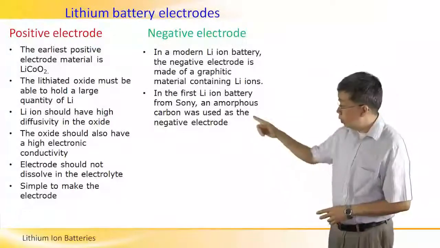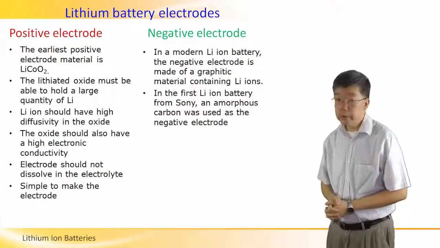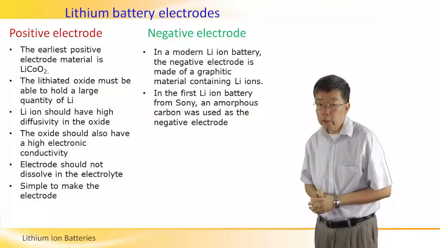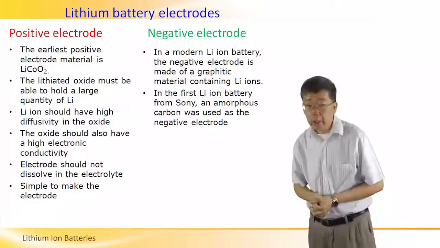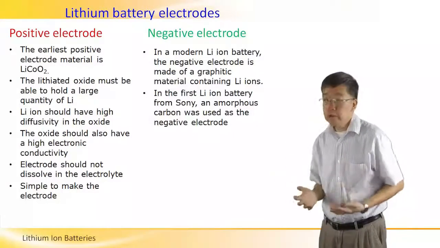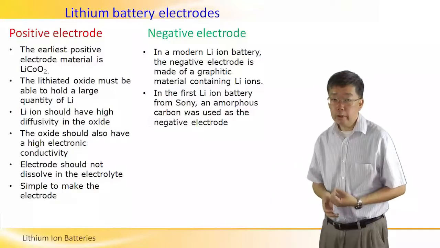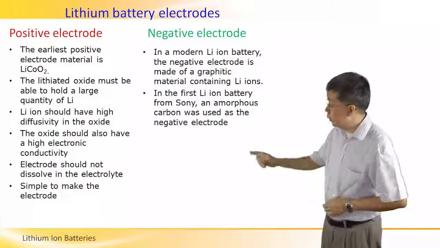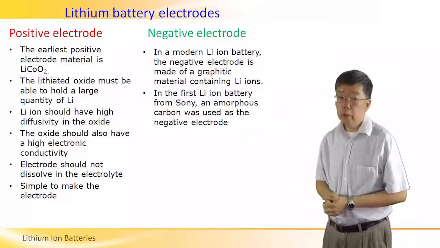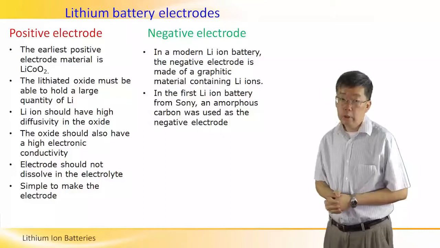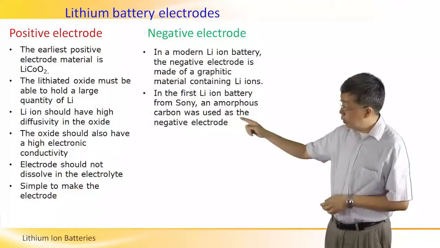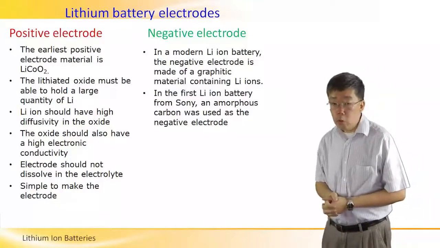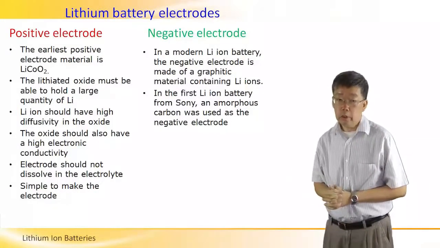So in this slide we will talk about the 2 electrodes in the lithium-ion battery. The positive electrode, or the cathode, could be made with various oxides of lithium and another metal. So the earliest one is the lithium cobalt oxide electrode. So these chemical symbols, Co, that is the element cobalt. It is a transition metal.